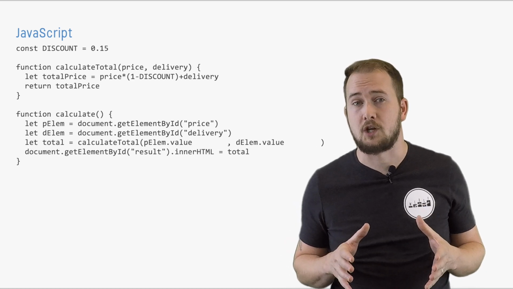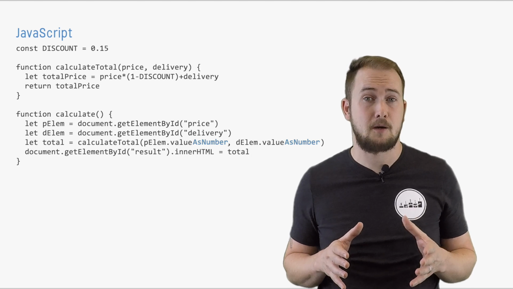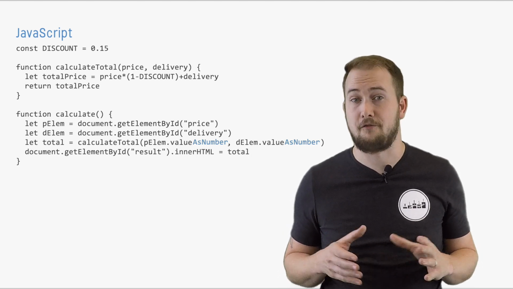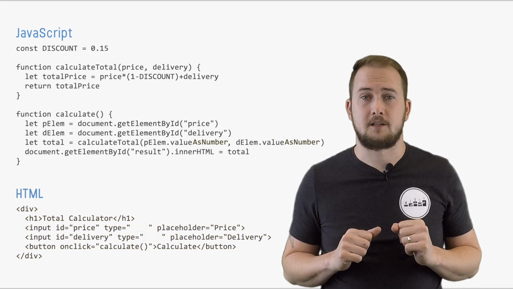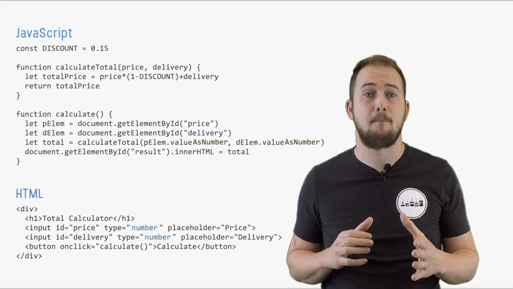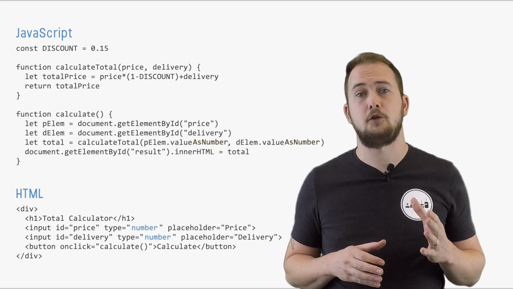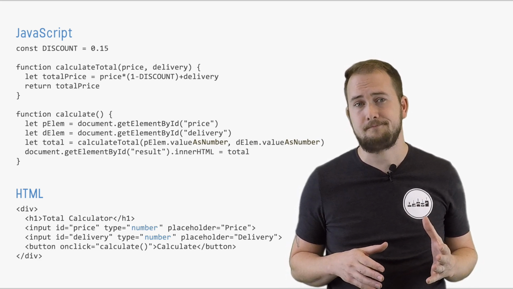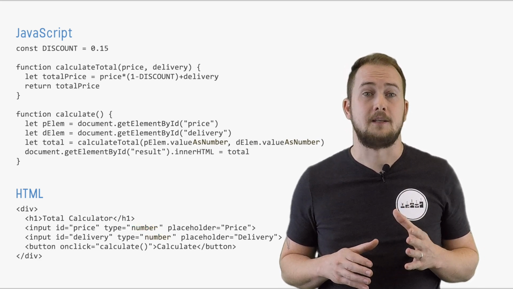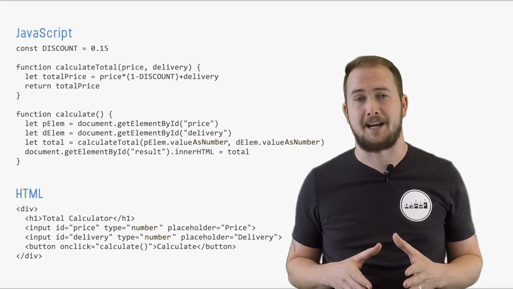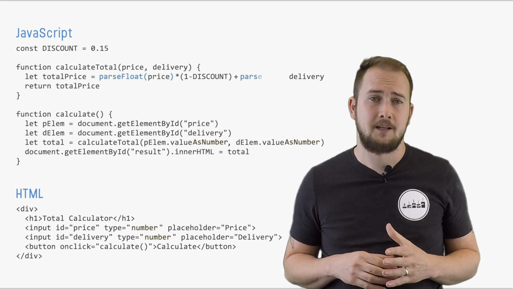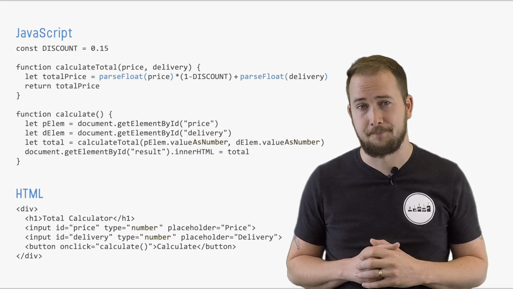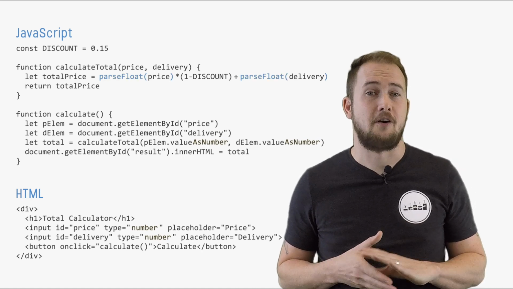We could change the code to use the value as number property of the input to give us the value as a number. As an extra measure, we could also change the type attribute of the input to be number, which will ensure that only numeric values can be entered. In our current example, this would be sufficient enough to get the calculator working. However, we should also add some logic to convert the values to a number, in case we decide to use the function elsewhere.